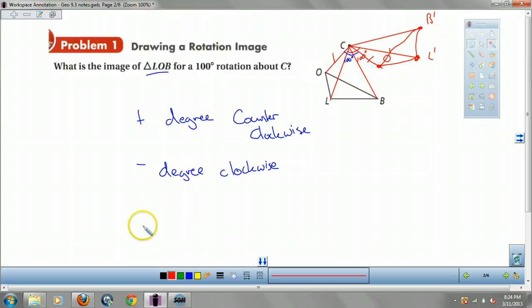These two things are congruent. These two lines are going to be congruent. And these two lines are going to be congruent. Okay? Let's go.